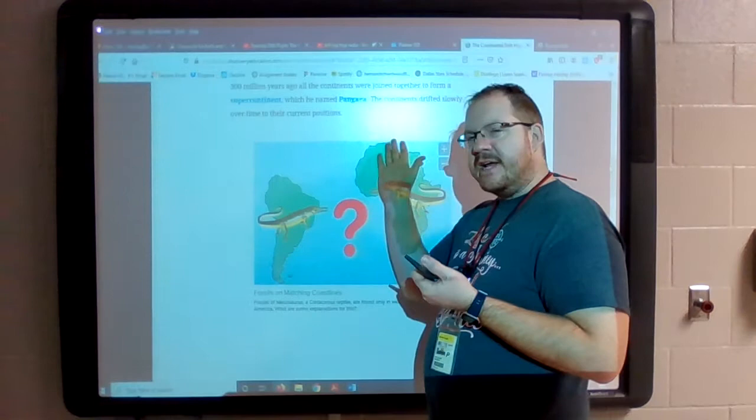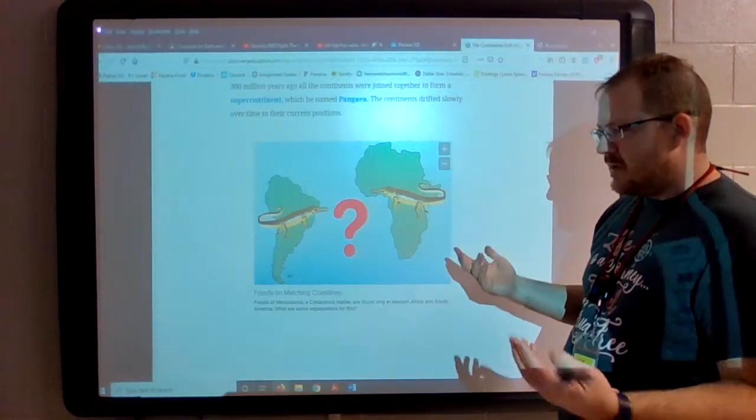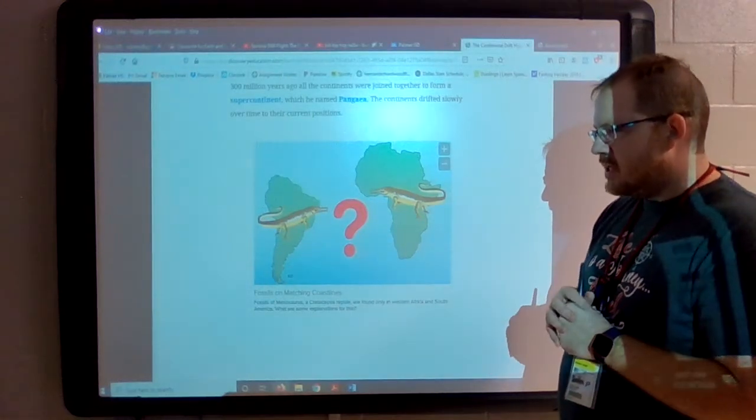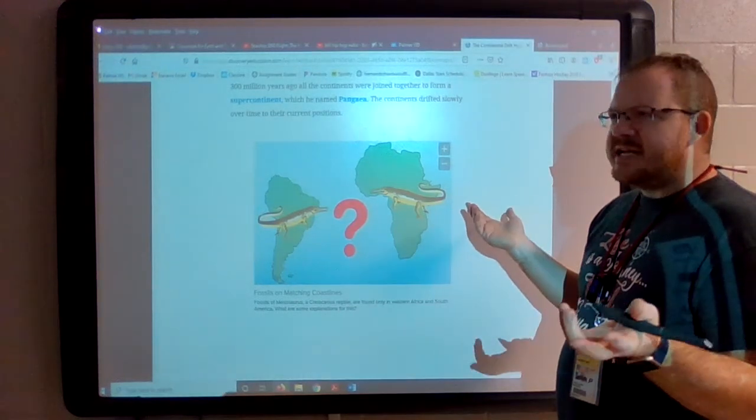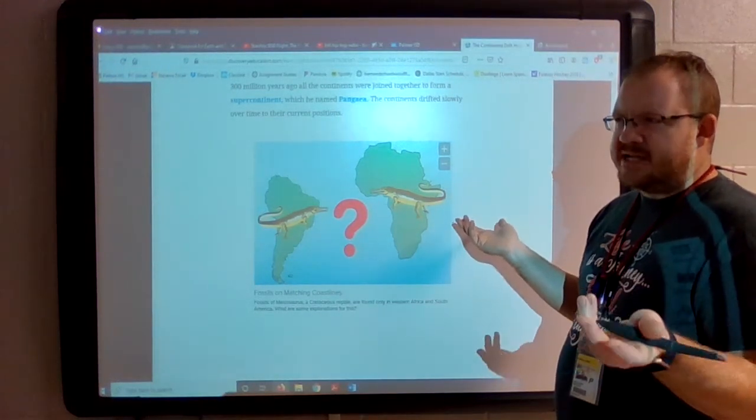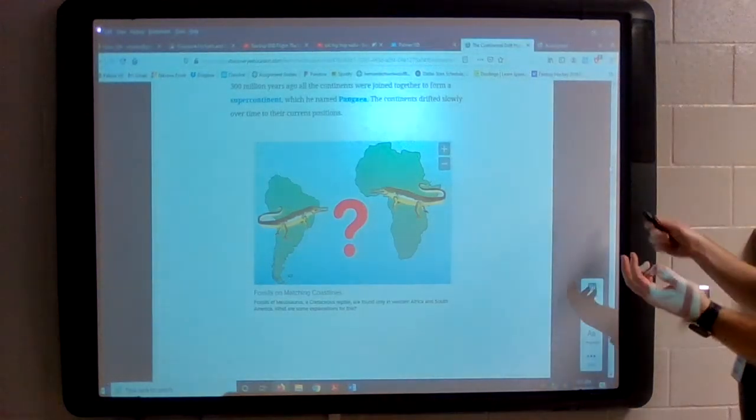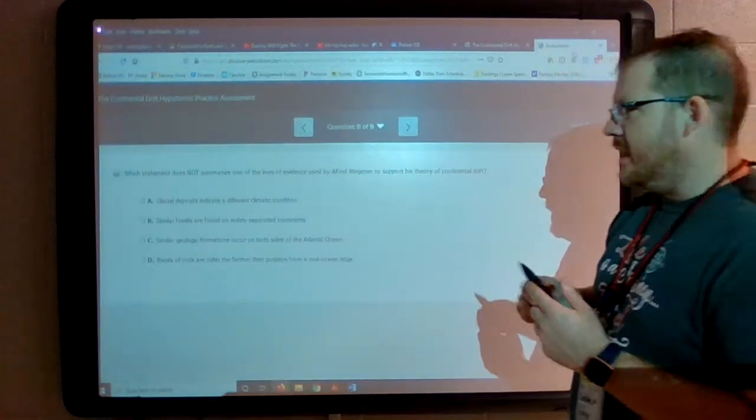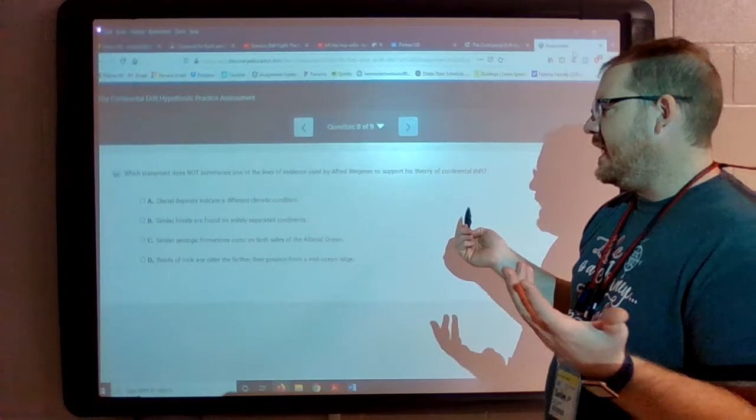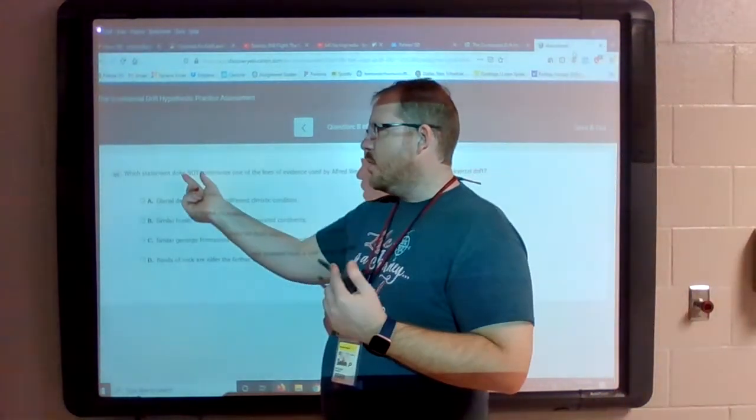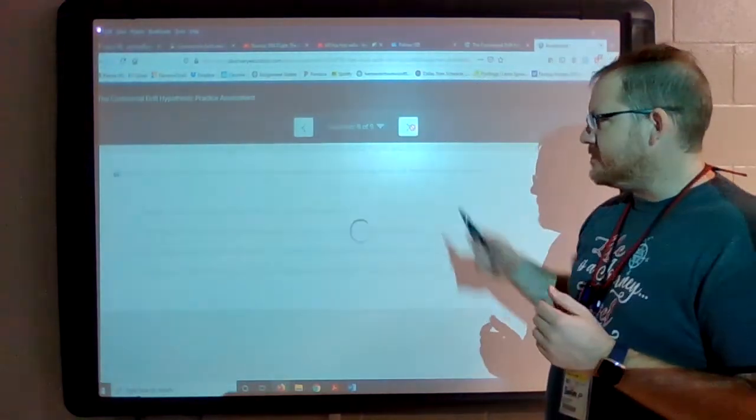The same thing with mountain ranges. You can see mountain ranges that are connected and formed at the same time and have the same rocks on different sides of the ocean. And so how did that happen? And then glacier evidence in different parts of the world where it doesn't really belong. How did those glaciers get there? All of those are going to be part of the evidence that Wegener used to justify his continental drift hypothesis. Which one is not? So you're looking for an answer that's not one of those 4 that I just mentioned.